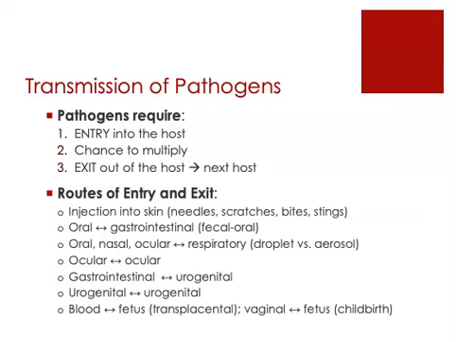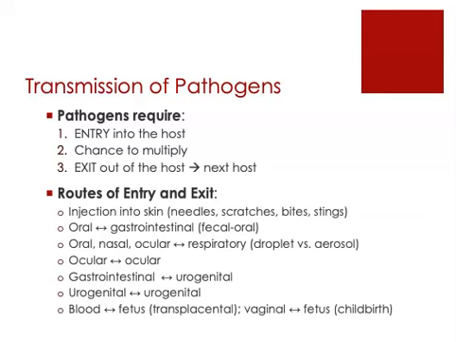Now, one of the most obvious routes in is injection. If you think about a needle, again, a fomite, a contaminated needle, if that needle is injected into the skin, then it is a route of entry into this new host organism. Scratches and bites and insect stings are also ways of injecting a pathogen into a host organism. So injection into the skin is one route of entry.